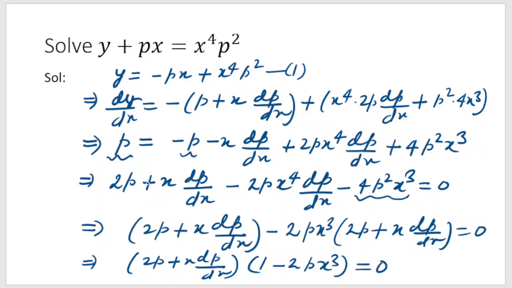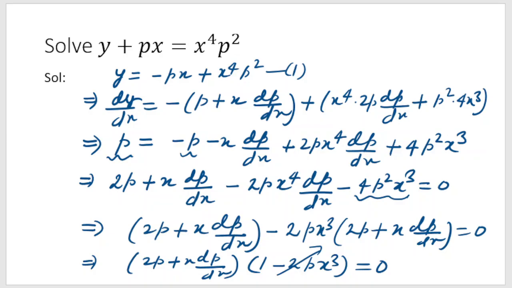Okay, so now you can see here that, like in the previous problem, or rather in the first problem, we are getting two factors, that is 2p plus x dp by dx and the second factor. As you know, we have to consider that factor which has dp by dx, and this factor I will ignore because this will contribute to the singular solution.